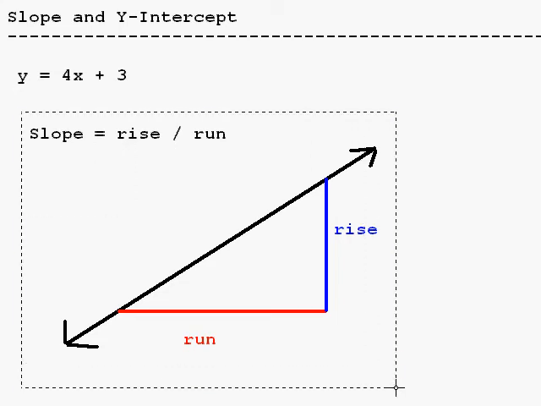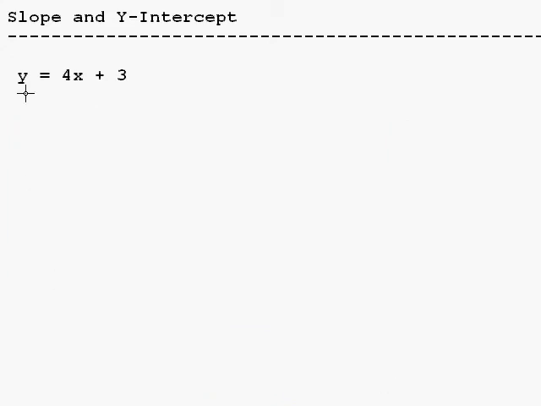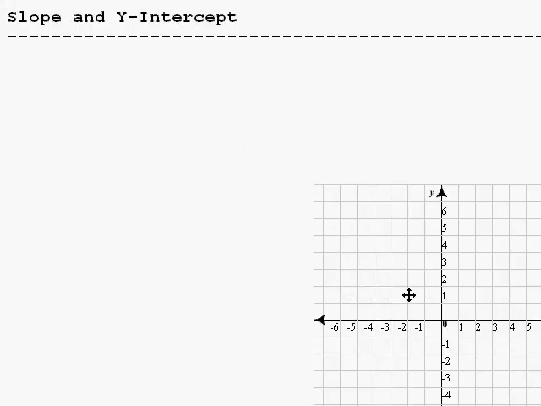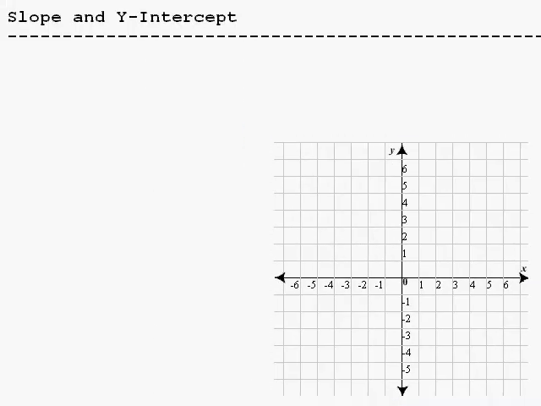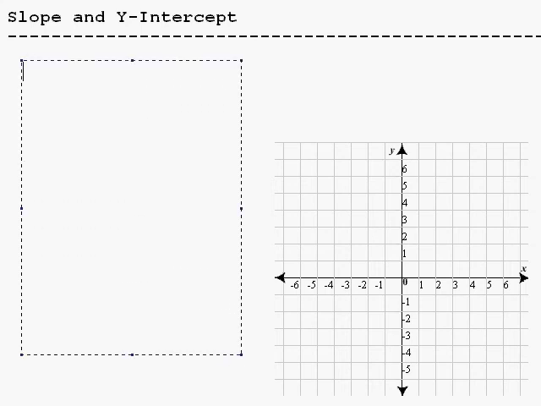So then we have this other number, which is the y-intercept, and that's just where it crosses the y-axis. So we're going to look at how to graph something just using the slope and y-intercept. Let's say y equals 2/3 x minus 1.